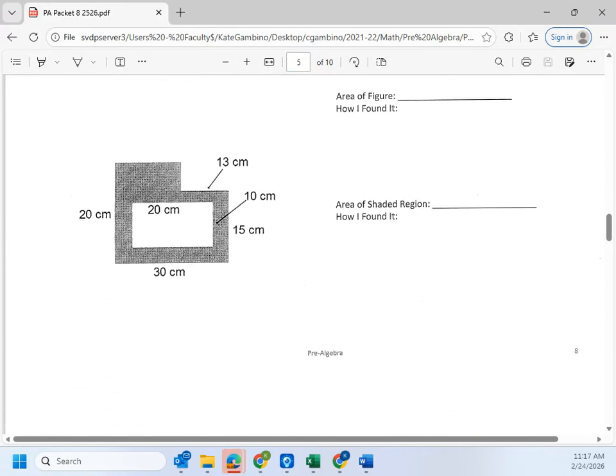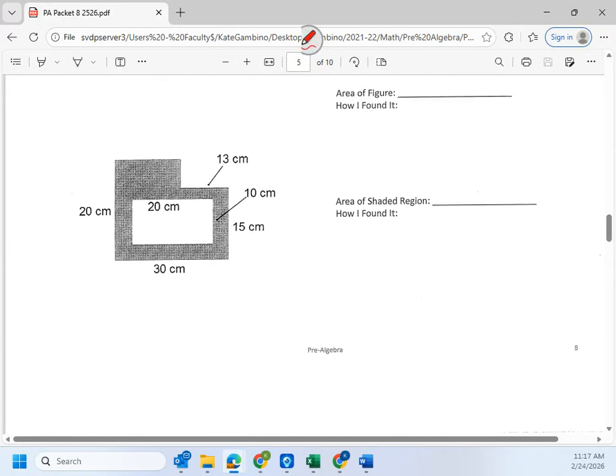Next page. Remember, the area of the figure is the whole figure. So this whole figure, you need to figure out, oh, that's a goofy shape. I might do something like 2 rectangles, the little rectangle and the big rectangle. Figure out what this amount and this amount is to do my length times width. Figure out this amount with this amount times length times width. Add them together for that full figure.